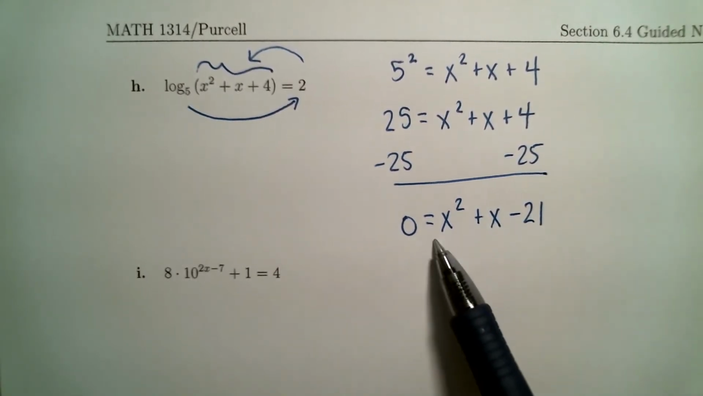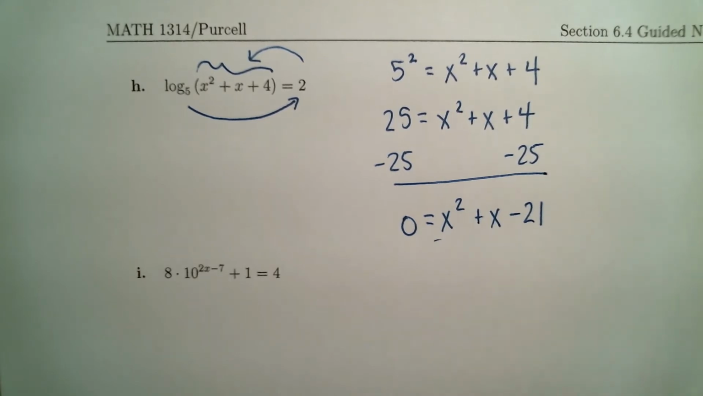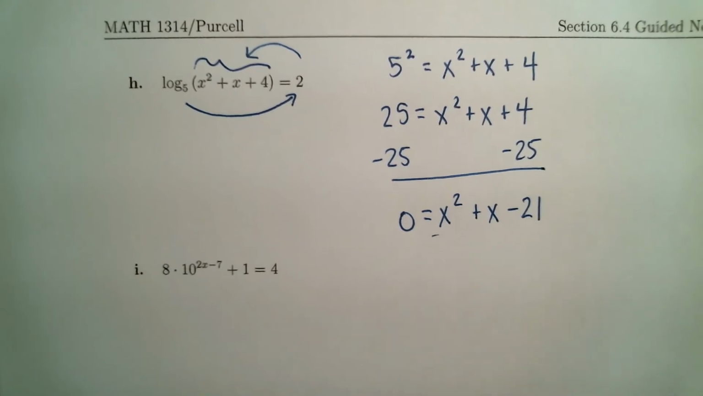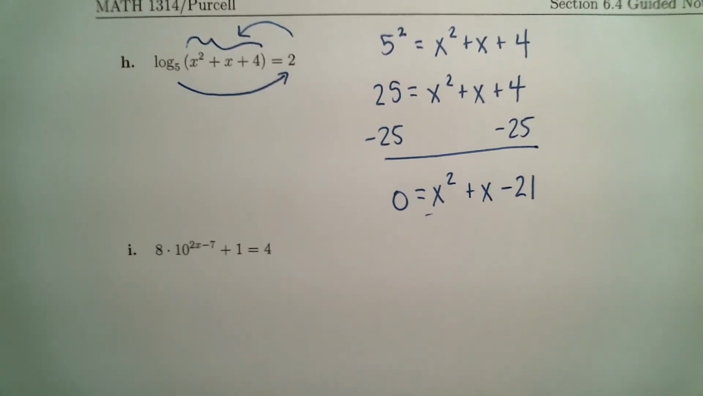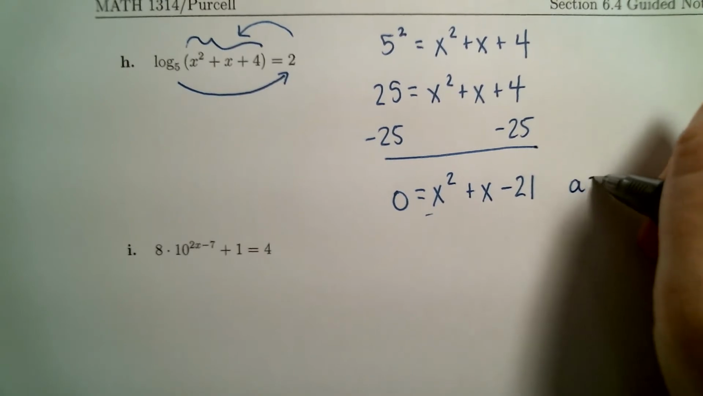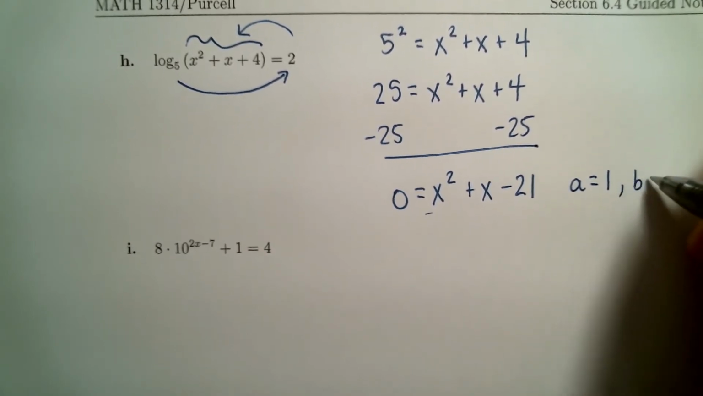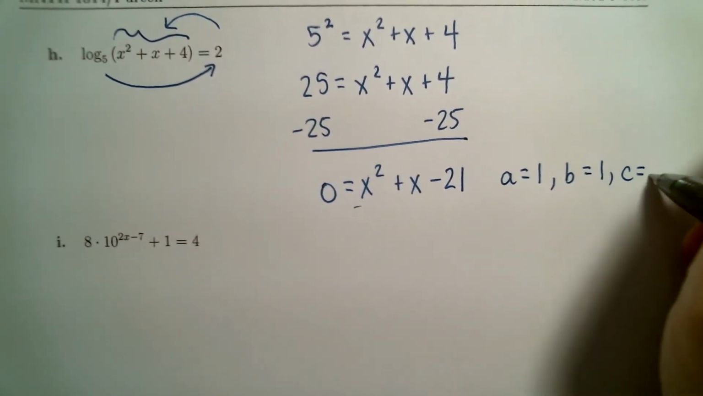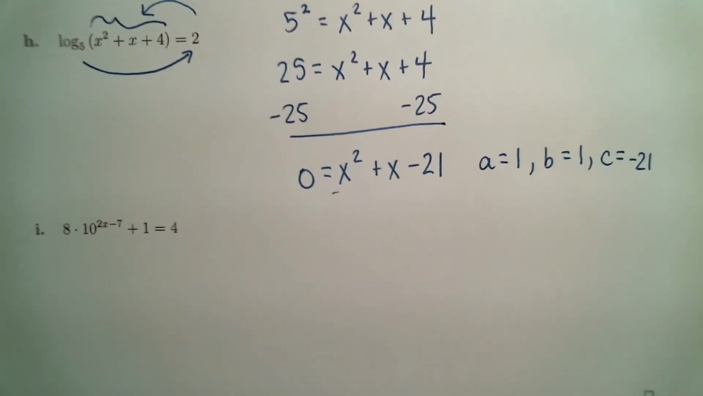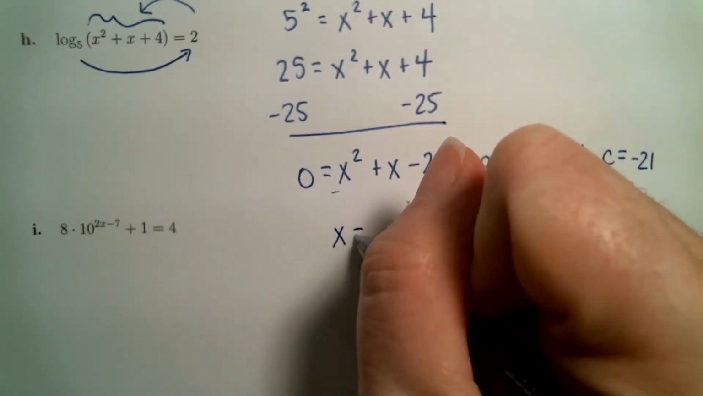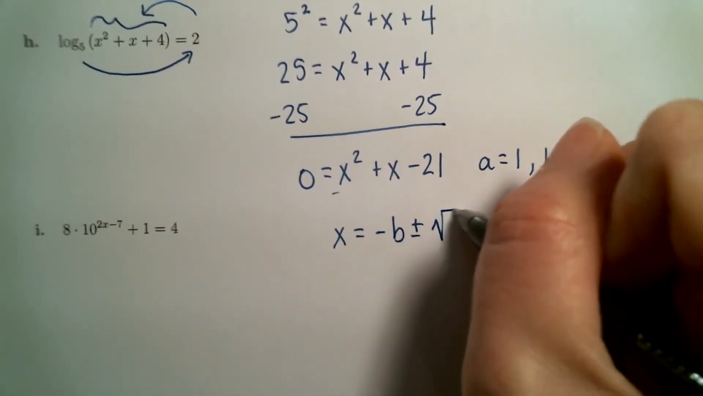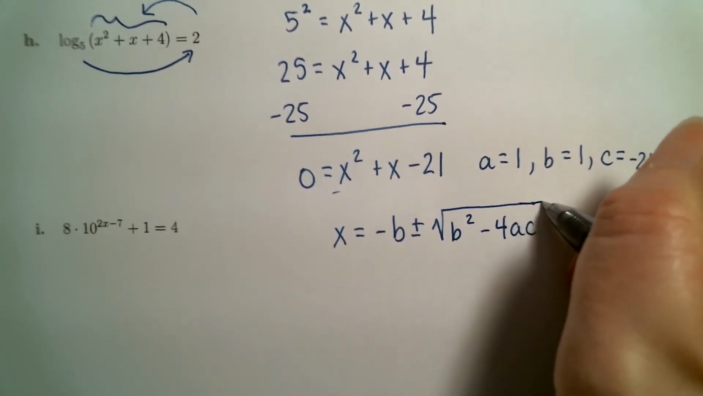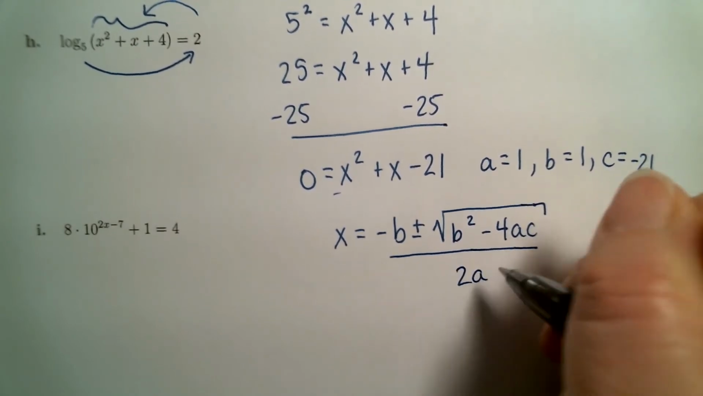If you're going to go the factoring route, you would factor the non-zero side. And if you're going to go the quadratic formula route, you're going to apply the quadratic formula to this. I'm going to go with the quadratic formula here. So a is the number in front of x squared, so it's 1. b is the number in front of x, so it's also 1. c is the constant, so it's going to be negative 21. And now I'm going to plug into the quadratic formula, which is x equals negative b plus or minus the square root of b squared minus 4ac all over 2a.